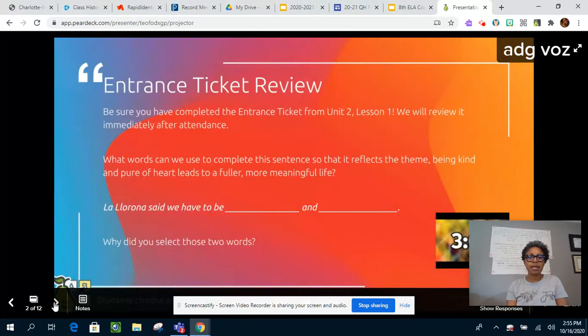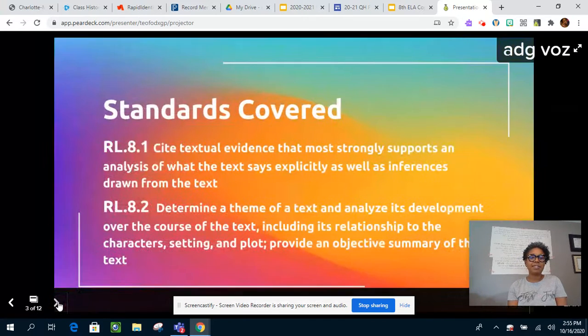in this particular mode because this is projector mode. We have an entrance ticket, and you can almost see the little pear in the corner. That means that this is a multiple choice question. So the students have the opportunity to fill in their multiple choice answers as well as explaining why they chose those two words. There's also a timer embedded to help them stay focused on the task at hand.